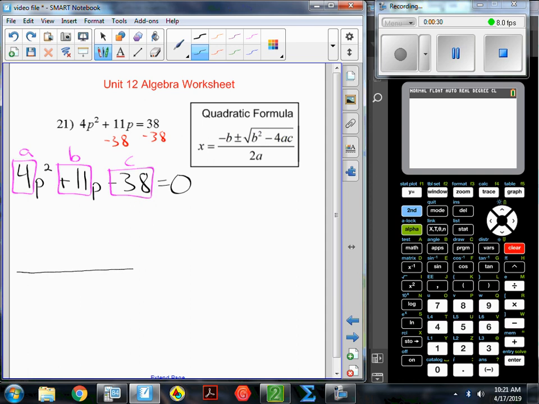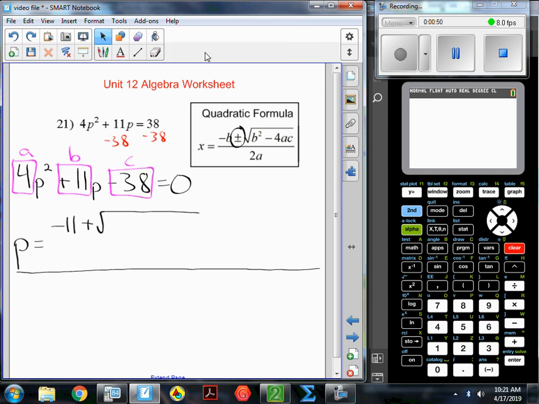I'm going to set this up as two equations because the plus or minus is actually two different equations. You can't type a plus or minus button on your calculator, but what we can type in is just plus or minus. So negative b, which is the opposite of b, negative 11, plus the square root of b squared. 11 squared is 121. If you get a b value that you don't know, you can use your calculator. 11 squared, 121.